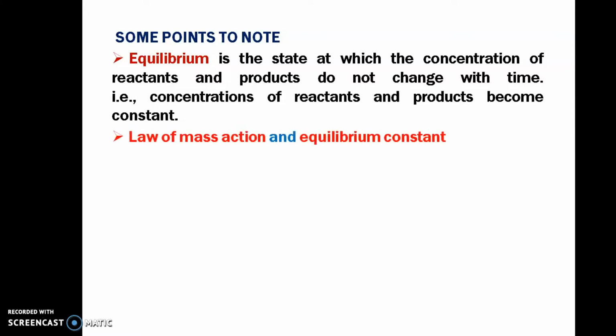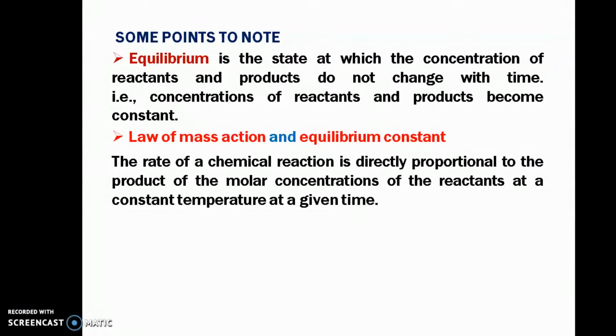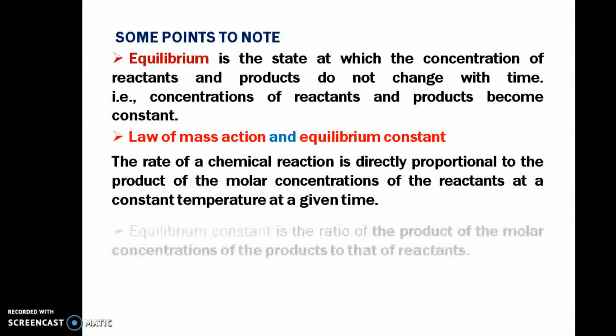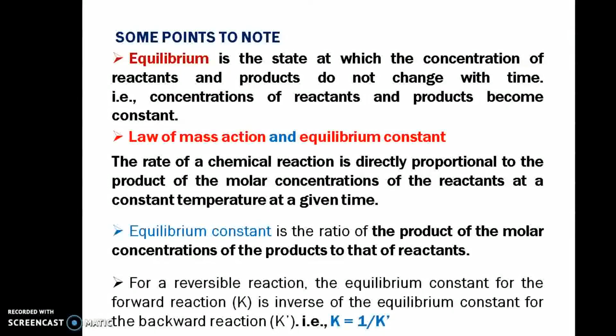Law of mass action and equilibrium constant. The rate of a chemical reaction is directly proportional to the product of the molar concentrations of the reactants at a constant temperature at a given time. Equilibrium constant is the ratio of the product of the molar concentrations of the products to that of the reactants. For a reversible reaction, the equilibrium constant for the forward reaction is the inverse of the equilibrium constant for the backward reaction, that is K is equal to 1 over K dash.